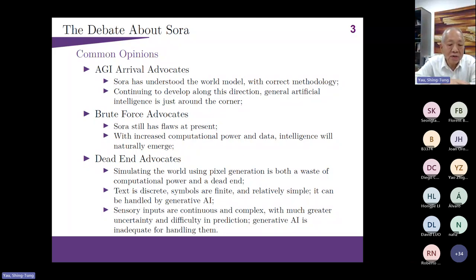And then the second group of people, brute force advocates, say Sora still has flaws at present. With increased computational power and data, intelligence will naturally emerge. And the third group is dead end advocates. Simulating the world using pixel generation is both a waste of computational power and a dead end. Text is discrete, symbols are finite and relatively simple. It can be handled by generative AI. Sensory inputs are continuous and complex, with much greater uncertainty and difficulty in prediction. Generative AI is inadequate for handling them. So that's how different groups of people look at this.